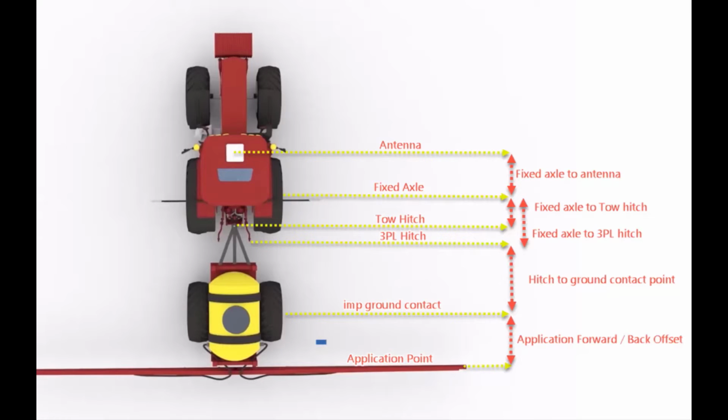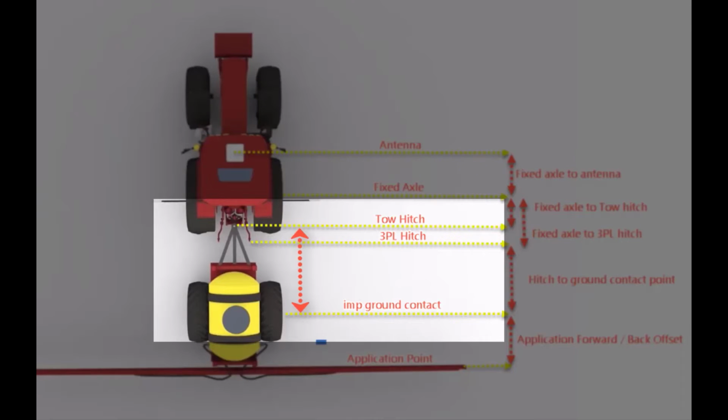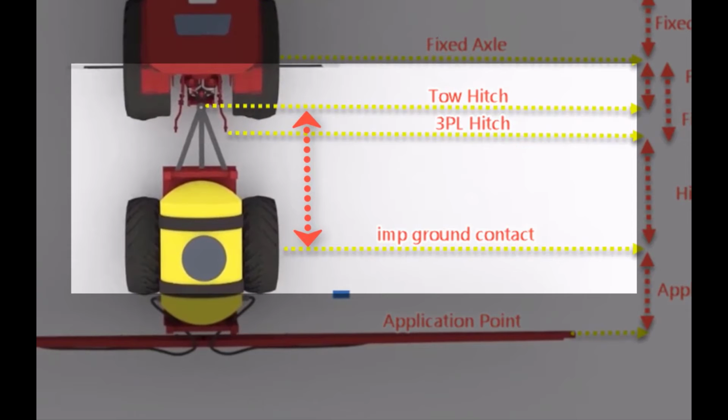The hitch to ground contact point is referring to the distance between the point where the implement couples to the machine and where the implement touches the ground or rotates from. For example, this would be the axle of a single axle boom spray, or the midpoint between axles on a tandem axle implement, or the center row of tines on a planter or tillage type machine.